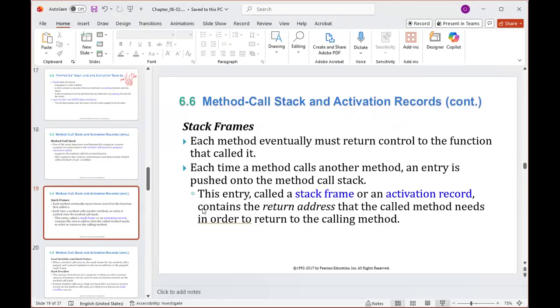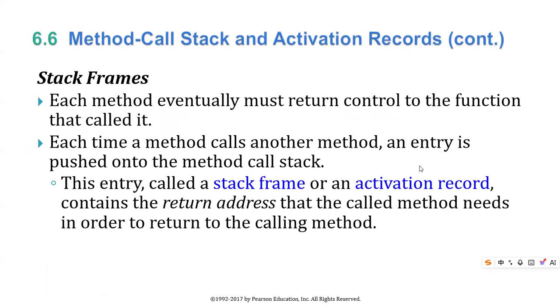So here, let's review the stack frames. Each method eventually must return control to the function that called it. We say there is the maximum, right? Maximum of 2, 5. We have to return the result, 5, to the function that called it. And each time a method calls another method, an entry is pushed onto the method call stack, as we can recall from the slides we used in the previous lectures.